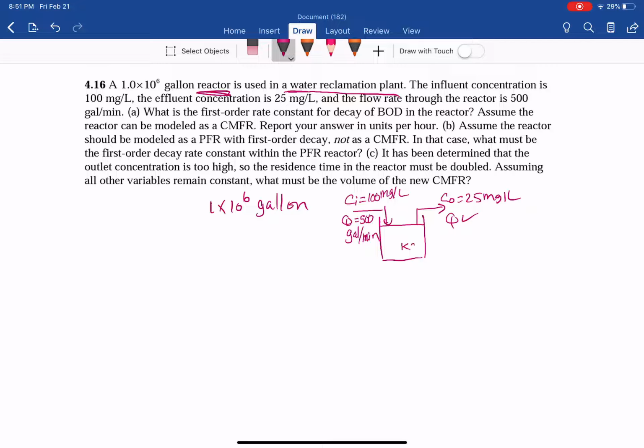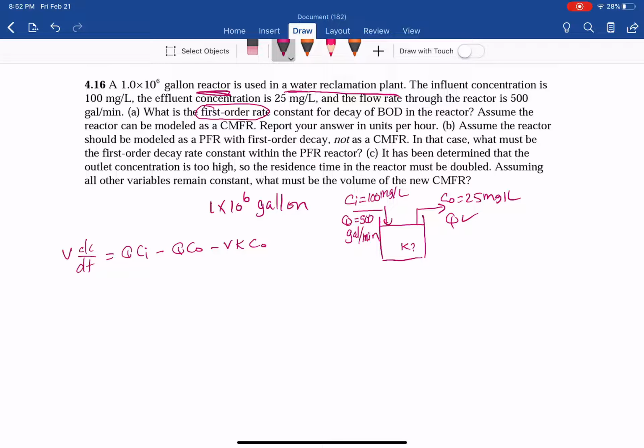Okay, so we will do this. This is like an actual CMFR because there is continuous flow in and flow out. So if you put the equation V dC/dt equals Q C_in minus Q C_out minus V K C_out, because it's a first order rate, we need to find that K. Steady state, so this is 0.